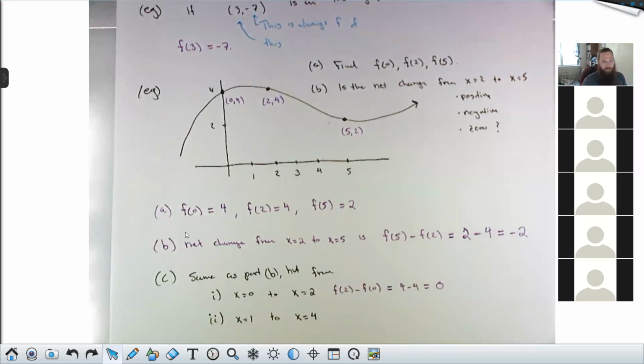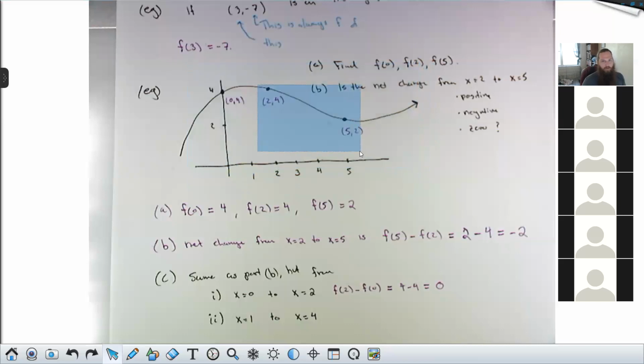Now, what do you notice? Before we try to answer this last little piece here, the net change from 2 to 5 was negative. The net change from 0 to 2 was 0. Can anybody parse that for me in terms of the picture here? Why was the net change from 2 to 5 negative?